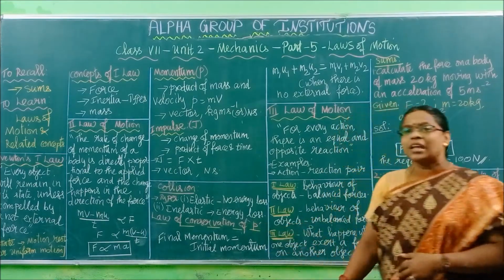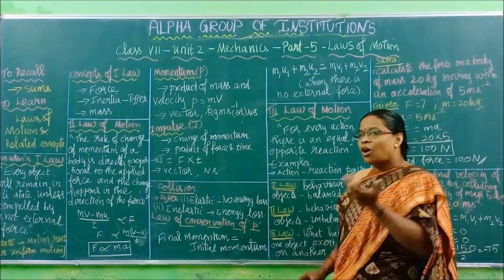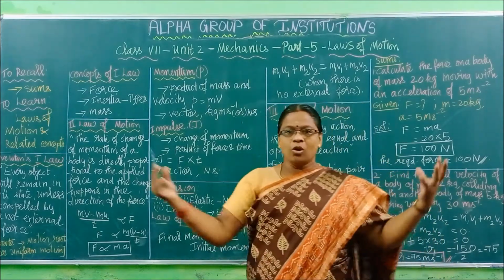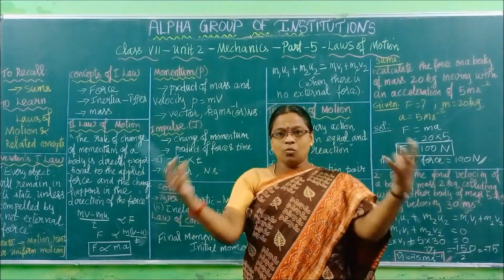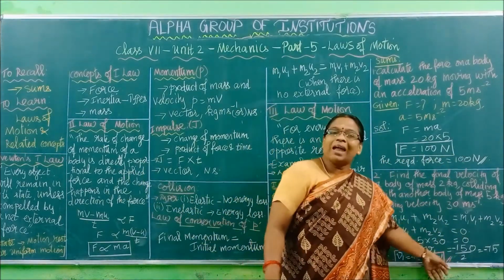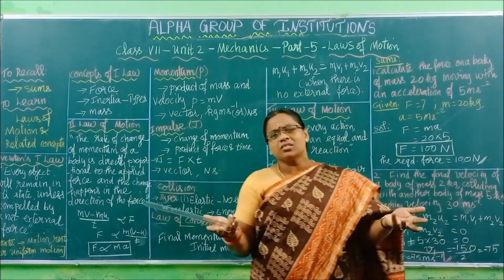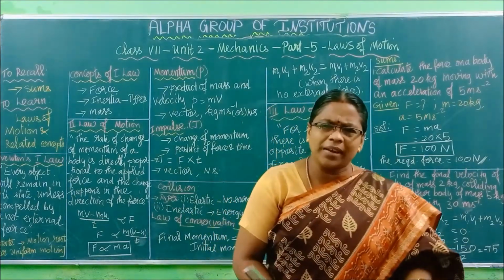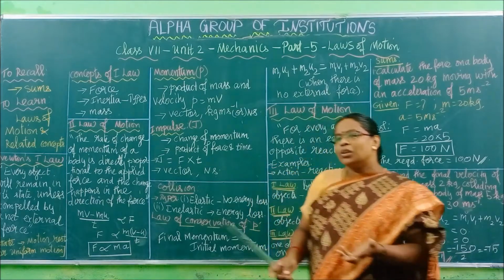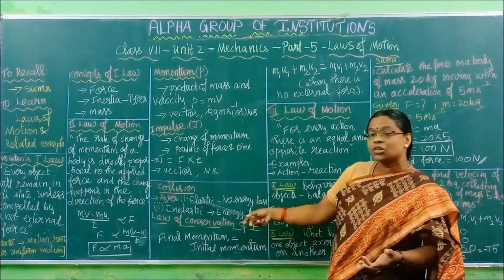Elastic collision is nothing but no energy loss will happen. What I did now: two bodies collided and one had fallen down. Is there any energy loss? No. The body remained the same. So this type of collision can be considered as elastic collision.